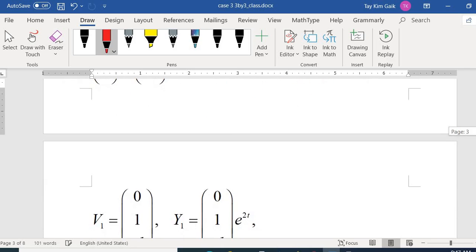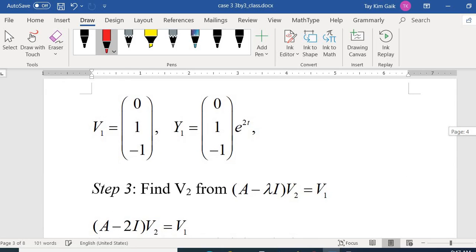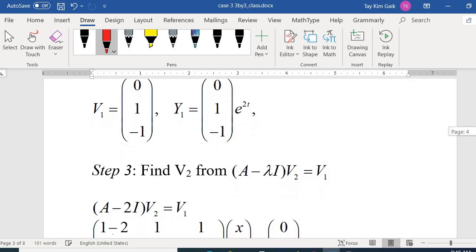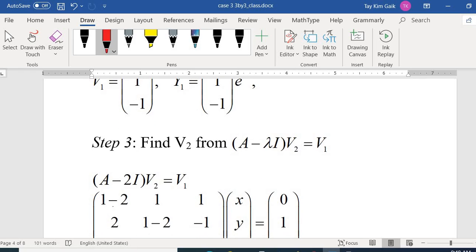Eigenvector 1. Step number 3, find the v2 from (A minus lambda I) v2 equal to v1, because this is a repeated eigenvalue. We have seen repeated eigenvalue for the case of a 2 by 2 system. So to get the v2, (A minus lambda I) v2 equal to v1.